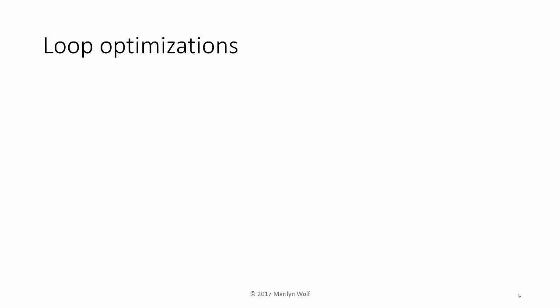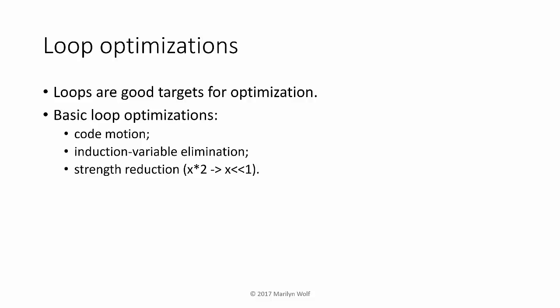A variety of optimizations can be used to improve code performance. Loops consume much of the execution time in many programs, and they're a good target for optimization. Some simple loop optimizations include code motion, that is, moving code outside of the loop body that doesn't need to be there, induction variable elimination, which we'll talk about in more detail in a minute, and strength reduction, for example, replacing an integer multiplied by 2 with a shift.